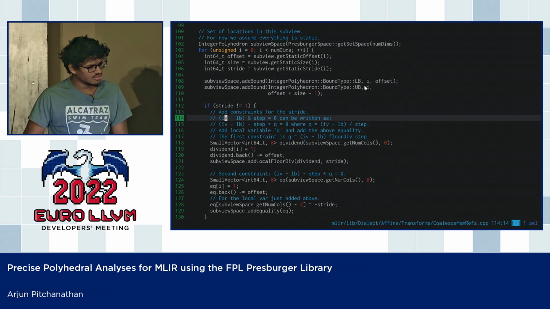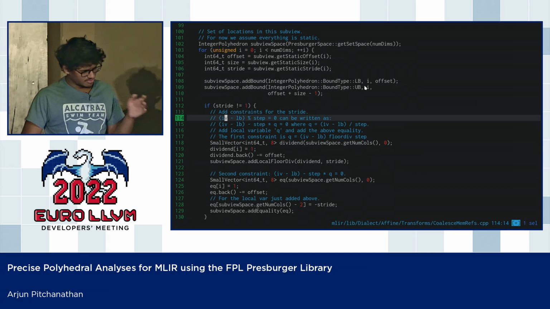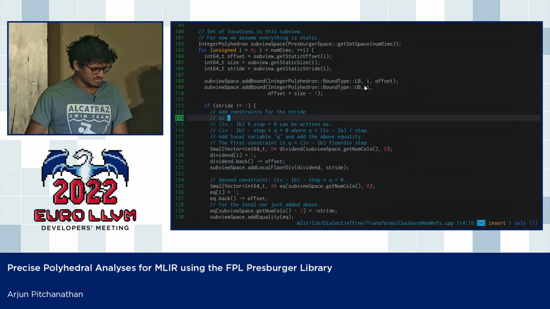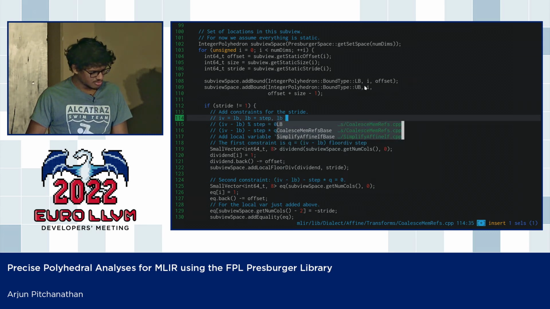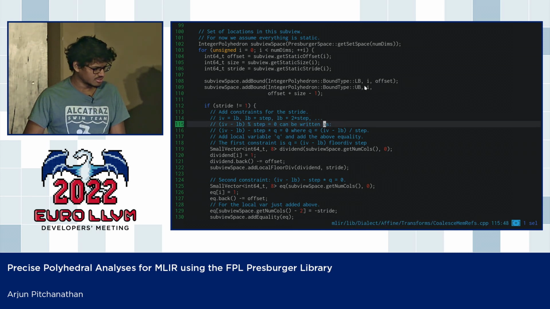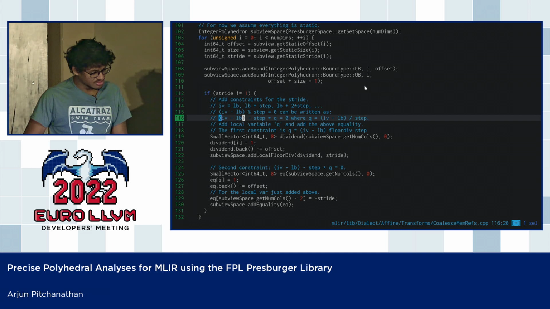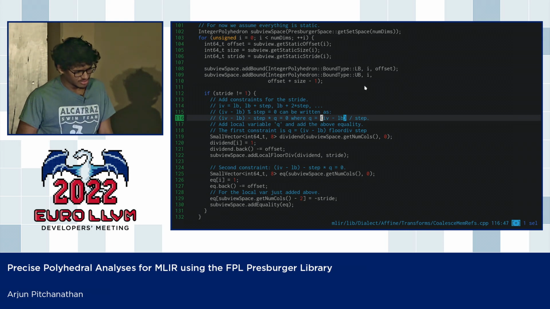What we need is that the value of the variable minus its initial value modulo the step should be 0. So basically, IV takes values the lower bound, the lower bound plus step, lower bound plus 2 into step, and so on. That essentially means that IV minus lower bound should be a multiple of step. That means that IV minus lower bound should be step into Q, where Q is the floor division of IV minus lower bound by step.